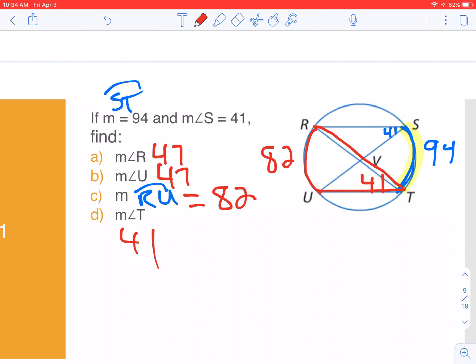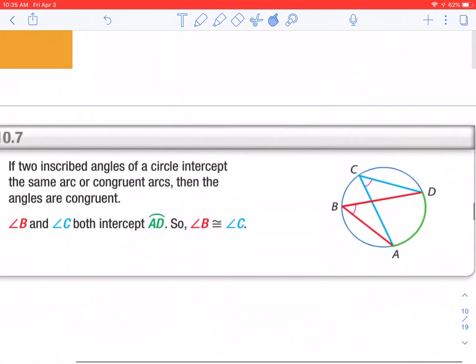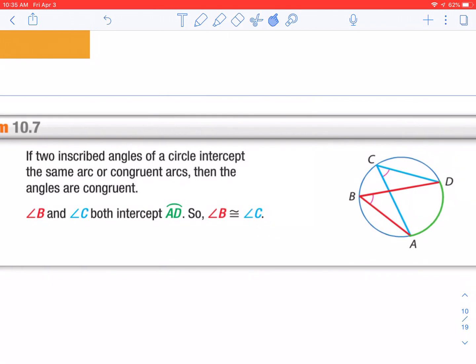Okay, which is going to lead us to our next theorem, which basically says if two angles intersect the same arc, then those two angles are congruent. Which is what this theorem says right here, which I'm not going to repeat again. If you want to rewind, go ahead. All right, here we go.